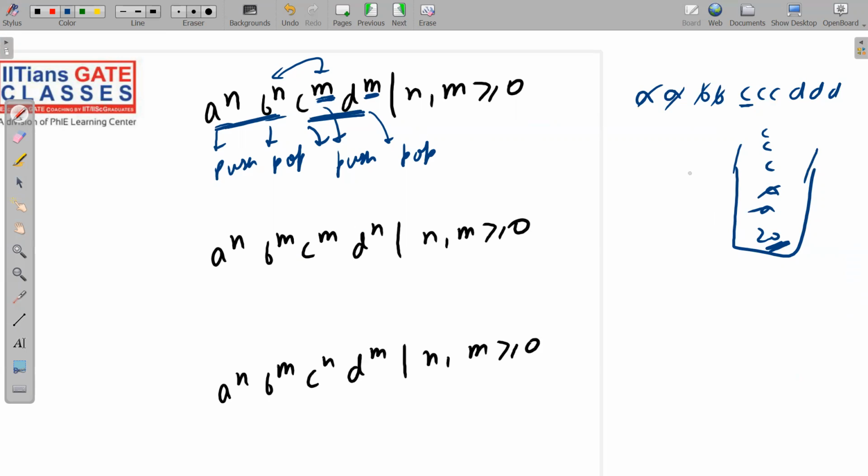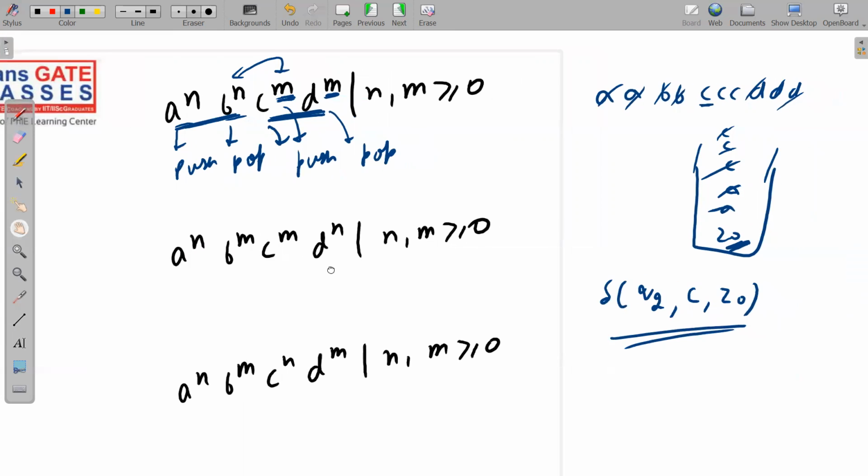Okay, so we are going to apply only one move. Delta: say we are at state Q2 and we read C from the tape, we should read Z0 from the stack. We will not read A or B from the stack. I hope I have made the point clear. So C will come, we will do push, and whenever D will come, we will do popping. That's it.